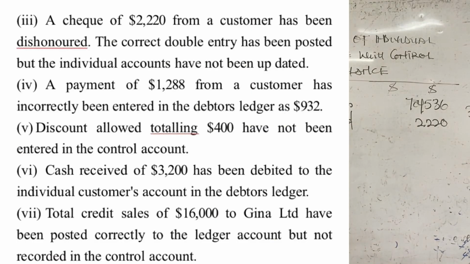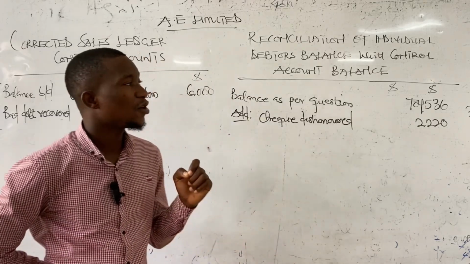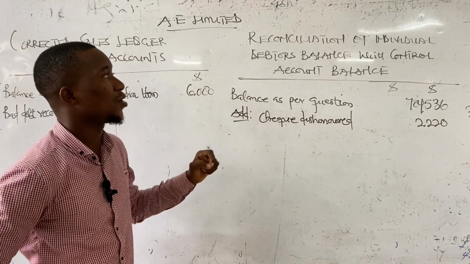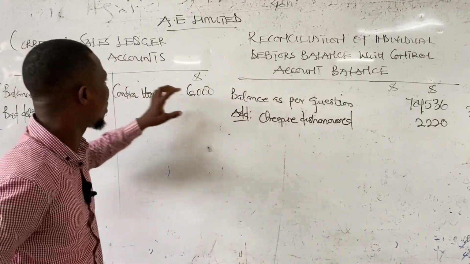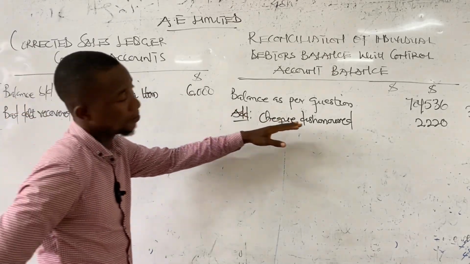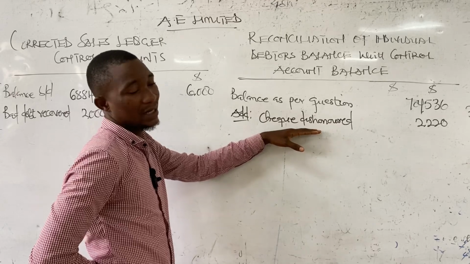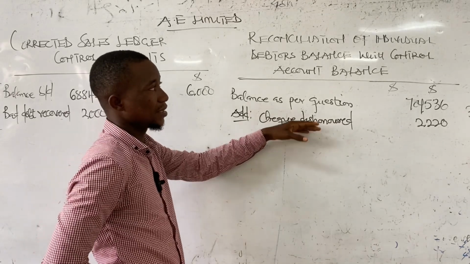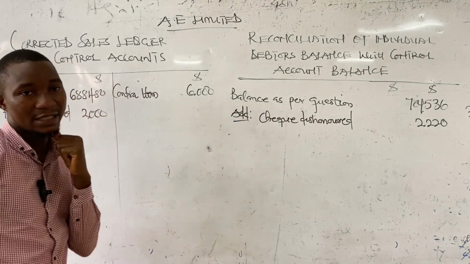The next error we have to rectify is item one. A payment of 1,288 from a customer has incorrectly been entered in the debtors ledger as 932. Here we are talking about the debtors ledger, the individual debtors ledger. We are not talking about the control accounts. So this error, we have to correct it over here because the error has been committed in the individual debtors ledger.